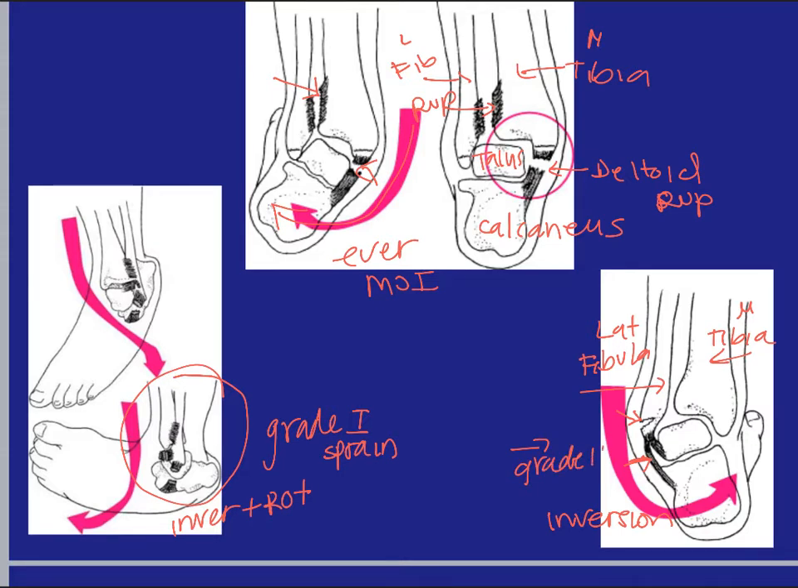Why? Because it's not a complete rupture. And then up here, we're going to term that a grade 3, right? Because we see complete disruption of the ligamentous structure. So we have 3 different types of modes of injury. These aren't the only ones, but probably the most common that you'll see within the actual ankle joint itself.